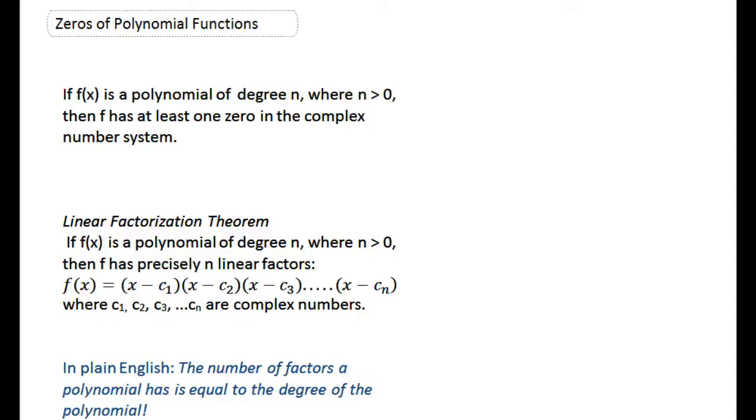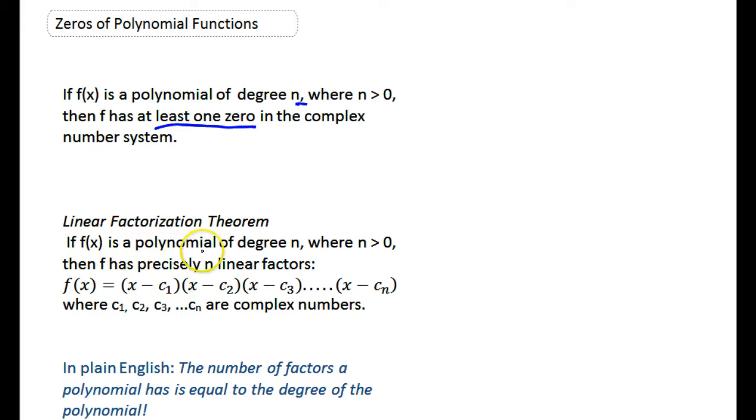Now we're going to learn how to find the zeros of polynomial functions, which graphically speaking means the x-intercepts of the polynomial function. Alright, so let's start out with some definitions. If we have f of x is a polynomial of degree n, where n is positive, then f has at least one zero in the complex number system.